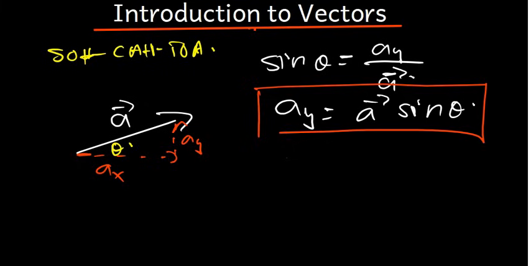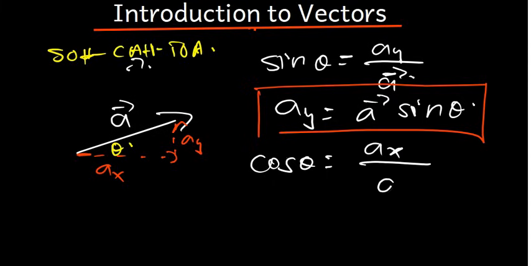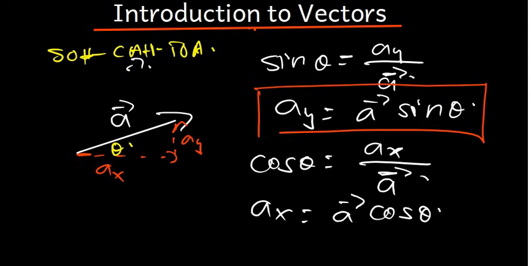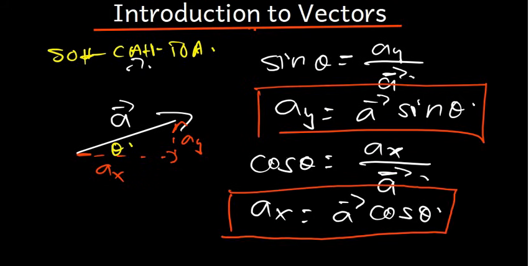Next, let's go to cos. We have cos theta equal to the adjacent over the hypotenuse. So adjacent is ax, hypotenuse is a. To find ax is going to be equal to vector a cos theta. This is the formula which you are going to be using to find the x component always. Now, this is very, very important.